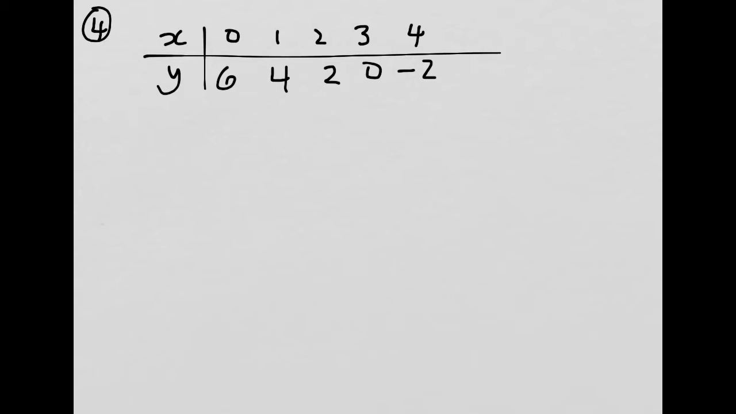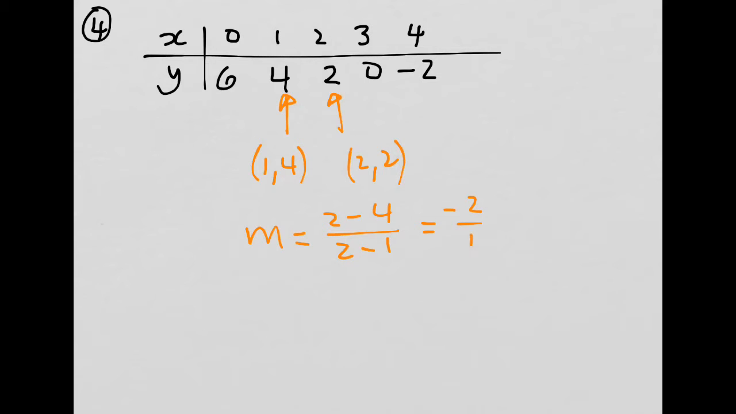Question 4, find the gradient. Now we need 2 points, so we can pick those two, those, or those. Doesn't matter which one you pick. I'm going to pick that point there and that point there. And I'm going to rewrite them as 1, 4 and 2, 2, because that's the way we're more used to seeing them. So the gradient, y2 minus y1 over x2 minus x1, negative 2 over 1, which is negative 2.